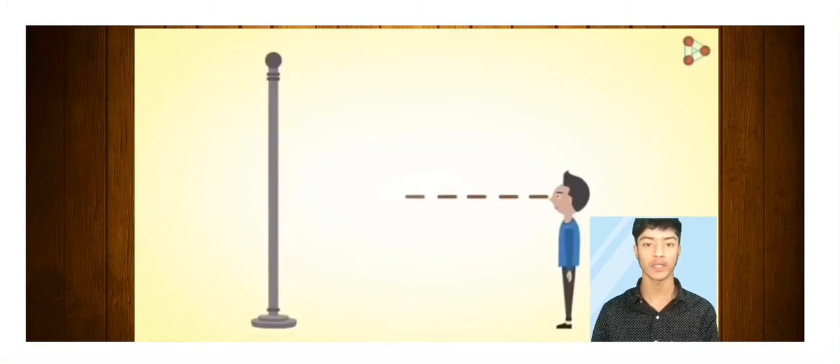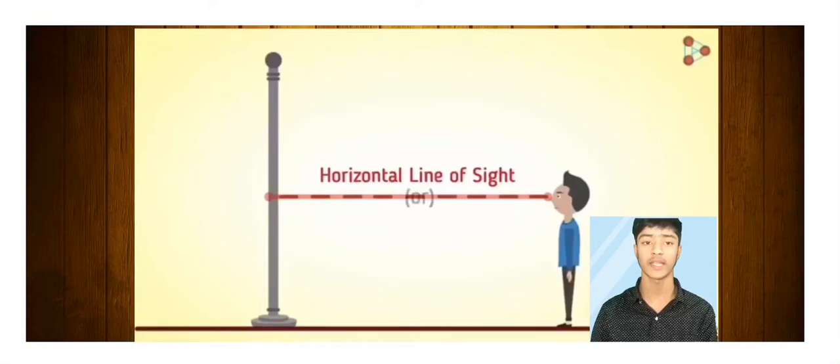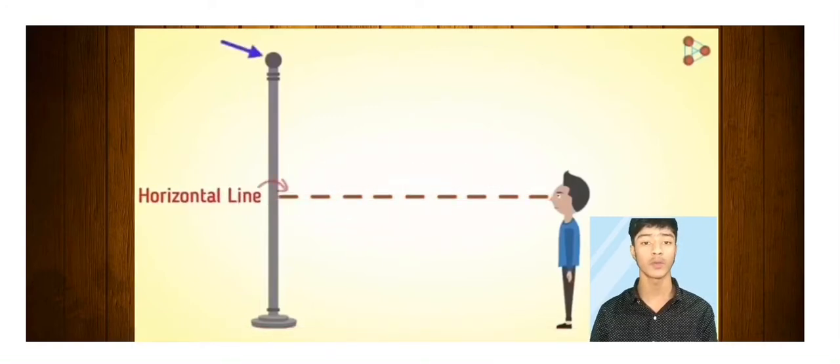He's seeing the pole horizontally, so the ray from his eyes will be known as the line of sight. Since this line of sight is parallel to the surface of the ground, it will be known as the horizontal line of sight, or simply the horizontal line. Now if the person is looking at the top of the pole, what would be the line of sight? The line dotted with black color is the line of sight in this case.